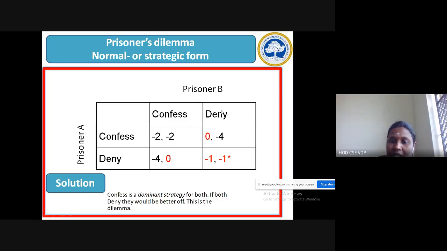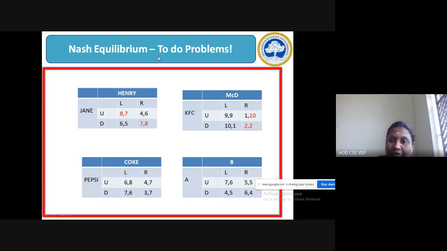Okay, now moving on to the next problem here. Now you have to find out, these will be your exercises. So just two I have done, these two you can do it at home. Okay, so you just have to find out the Nash equilibrium for two players, Henry and Jane. They are two playing with some strategies here. So you just have to compare the higher value 8, then coming to this, the higher value is 7. So this is for Jane.